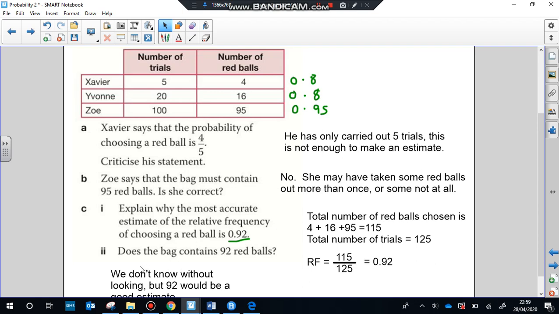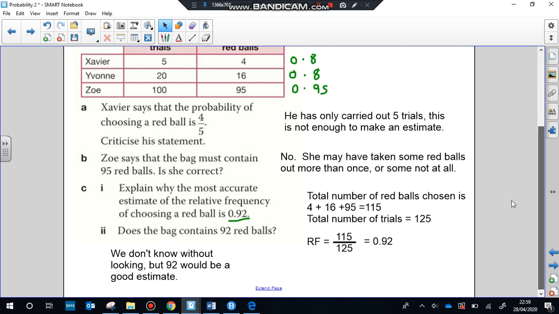Second part of that, does the bag contain 92 red balls? Well, we don't know. Without emptying the bag and counting them, we don't know how many red balls are in there, but 92 would be a good estimate. If I had to estimate how many were in there, I would say around 92, but we're never going to know exactly unless we tip the bag out and count them.